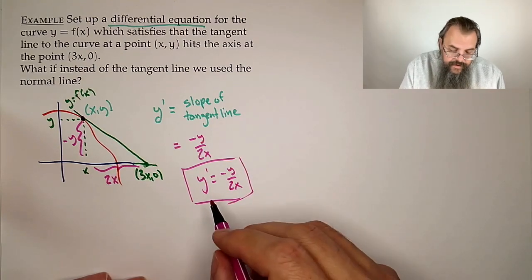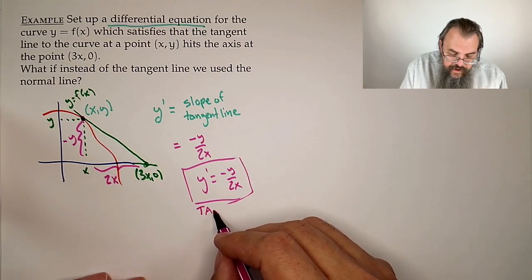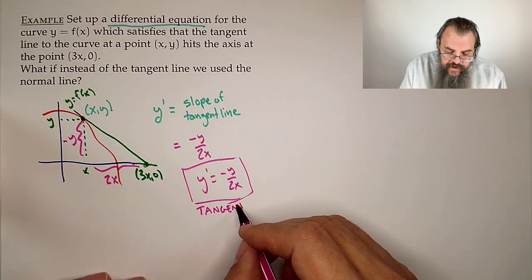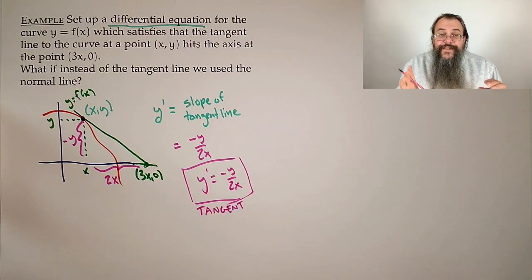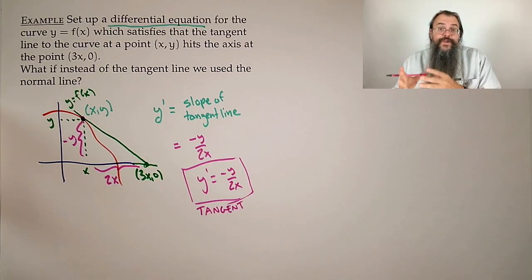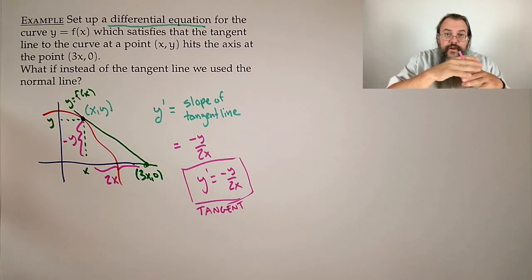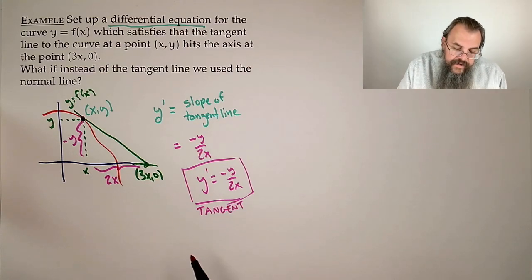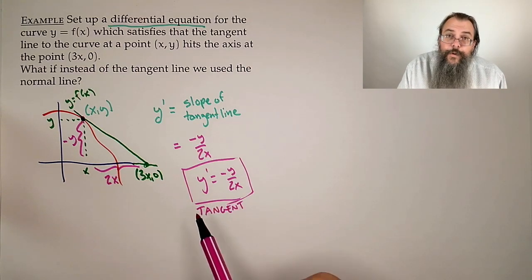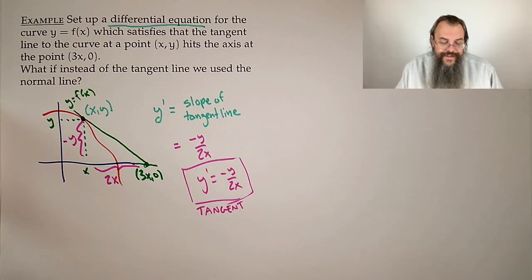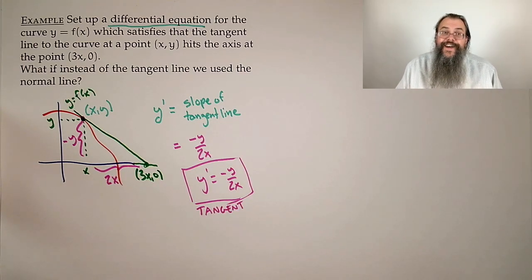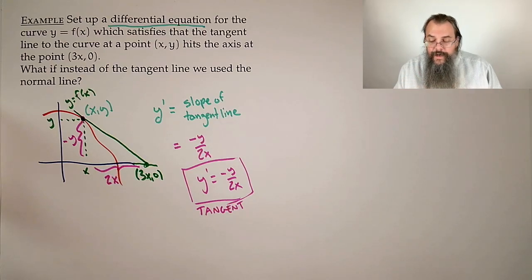Good. And I'm going to make a note here. This is for our tangent. Great. So we have it, because this is a differential equation. It's a differential equation that connects our curve. The curve with this property has to satisfy this fact: y prime equals negative y over 2x. Beautiful. Now there's a second part to this problem.